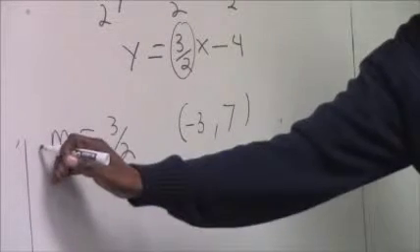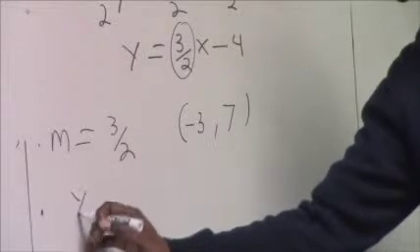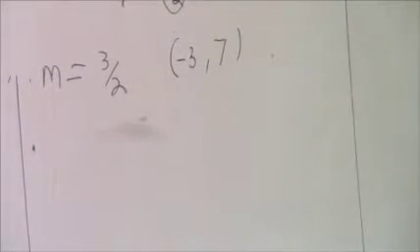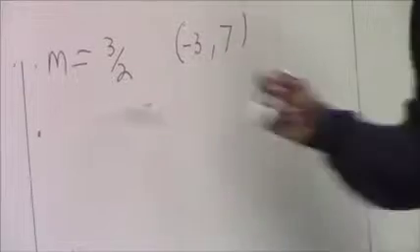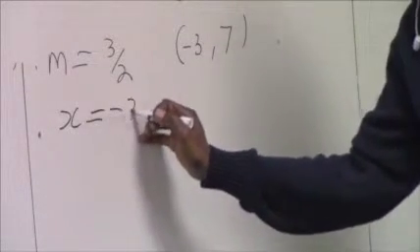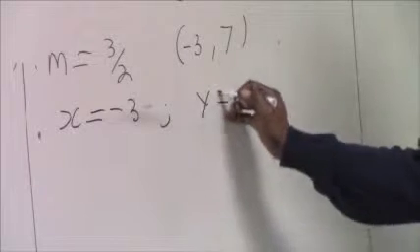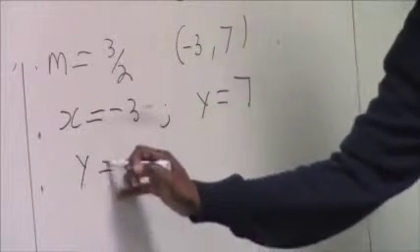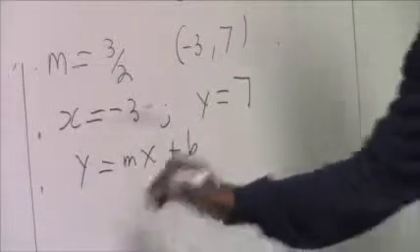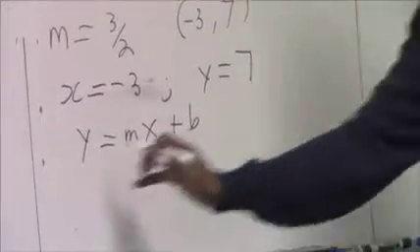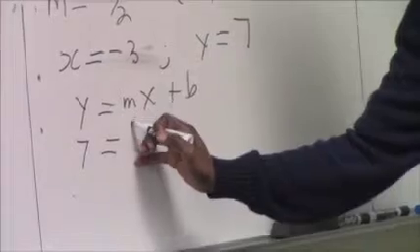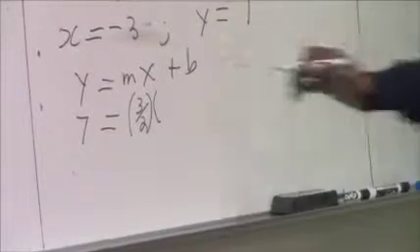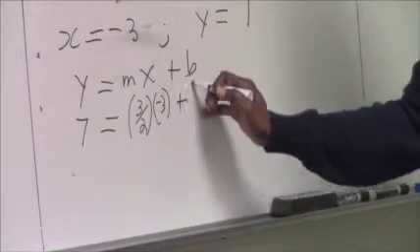So now, I'm going to write y equals mx. But before I do that, let me do this. From here, I see that I have an x value to be what? Negative 3. I have one y value to be what? 7. So if I substitute these into y equals mx plus b, I will see that something will be missing. So what is my y? My y is 7. What is my m? My m is 3 over 2. What is my x? My x is negative 3 plus b.